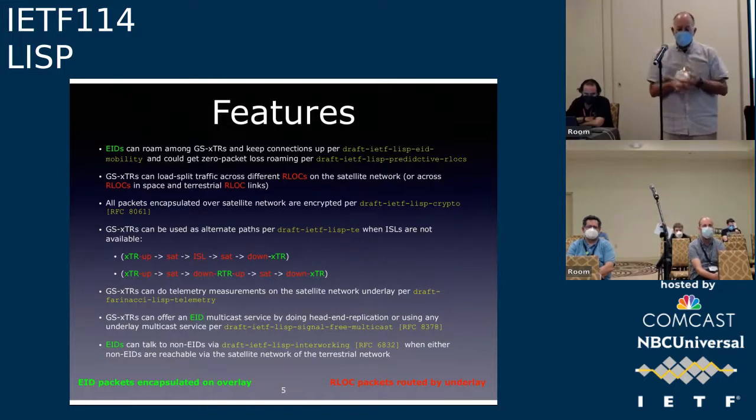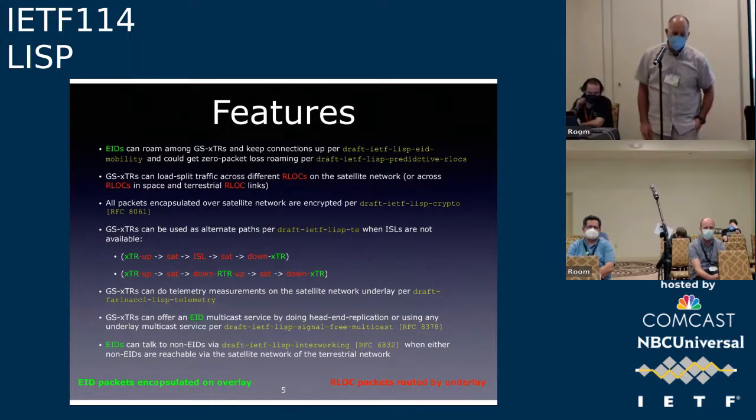Also, the ground station XTRs can load split traffic across different RLOCs on the satellite network, or across RLOCs where one RLOC could be up in space and one could be terrestrial on the ground as well. And of course, all the packets can be LISP cryptoed as well. So if they go up to space and you don't want anybody to snoop on them, even though the Russians are leaving the space center now, you could encrypt the packets.